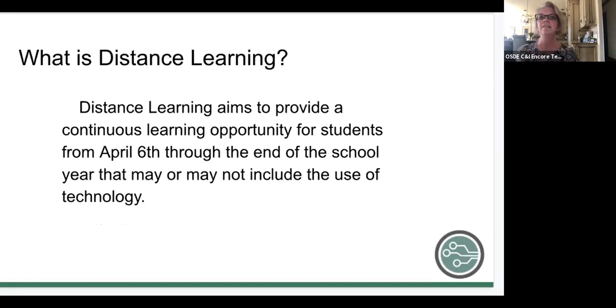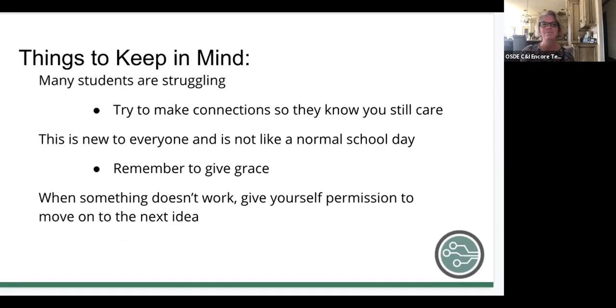So when we're talking distance learning, I just wanted to give you what the State Department of Education is sharing as our definition. Distance learning aims to provide a continuous learning opportunity for students from April 6th through the end of the school year that may or may not include the use of technology. I know when you're thinking computer science, that can be a pretty big challenge without the use of technology. So hopefully we'll be able to share some ideas with you for that.